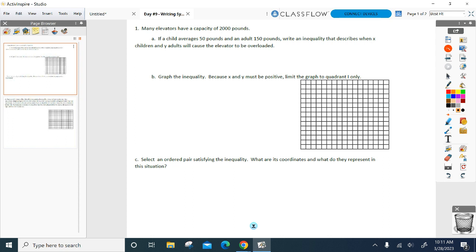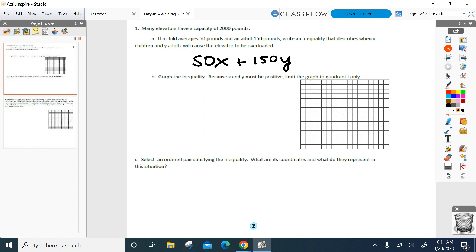All right, let's start with the kids. How should I represent the kids? They weigh a certain amount, so I'm going to put 50 pounds for every child, 50X. What about the adults now? Plus 150Y. And now you can't put equals anymore. We're done with the equals business. We've got to put an inequality.